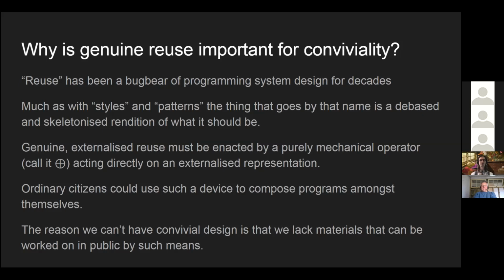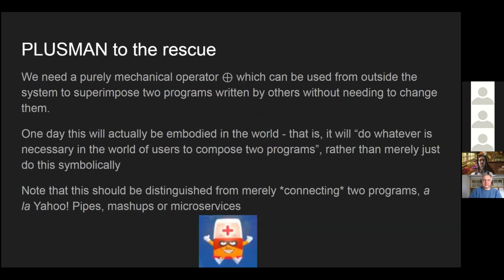It doesn't operate on algebras or types or other kinds of meta design elements. Once we have delivered a proper composition operator, it will actually compose programs as they stand. Ordinary citizens could use this device to compose programs amongst themselves. I will appeal to a certain superhero who is a favorite of my son's at the moment, the superhero PLUSMAN, who doesn't just merely algebraically compose things. He does whatever is necessary in the world in order to cause things to compose, and you see things drawing together, and you see the composition process happening under your eyes.